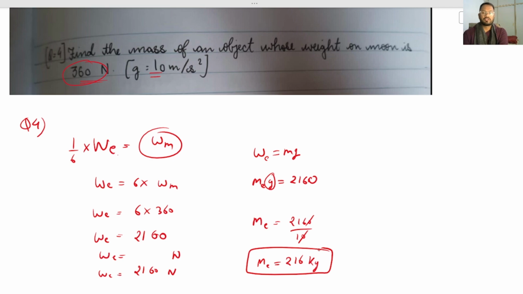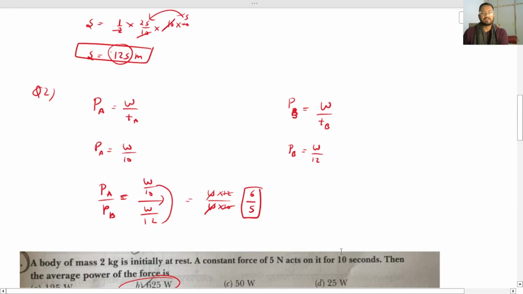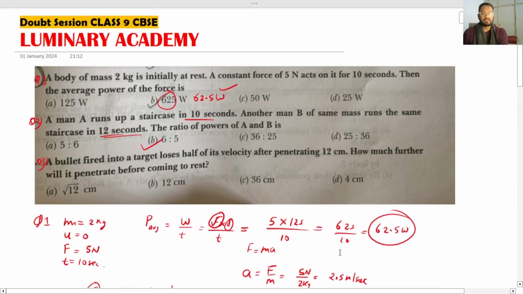So all the questions which were doubts, we have solved from class 9 CBSE science, which is basically from physics. So I hope you got the idea.